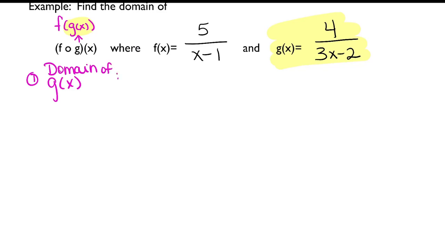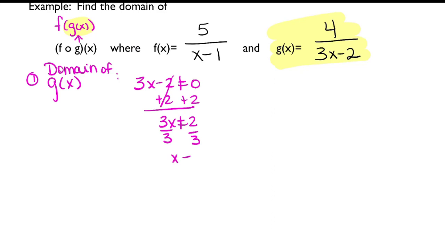And if it's a rational function, the denominator cannot equal 0. The denominator cannot equal 0. So now we're going to solve that for x. So we're going to add 2 to both sides. And we'll get 3x cannot equal 2. And then we divide both sides by 3. And we get x cannot equal 2/3.